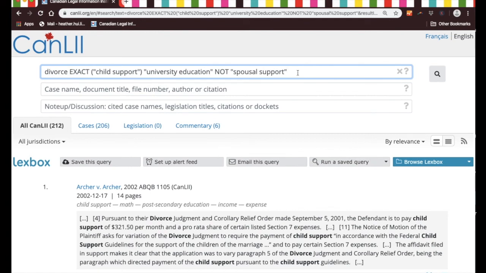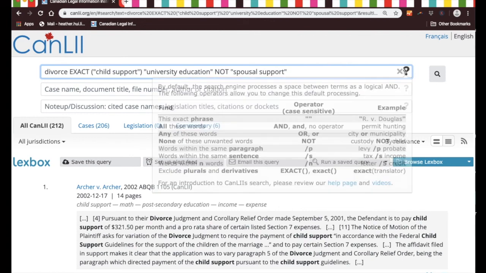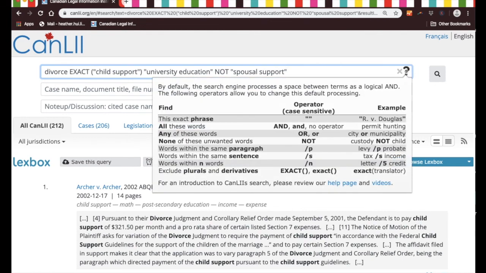One final thing before I let you go. If you scroll over to the right, don't forget that there's a really handy pop-down menu that reminds you of the syntax. You just take your mouse over here and hover over the question mark, and it will give you the syntax and examples of how to use these operators.